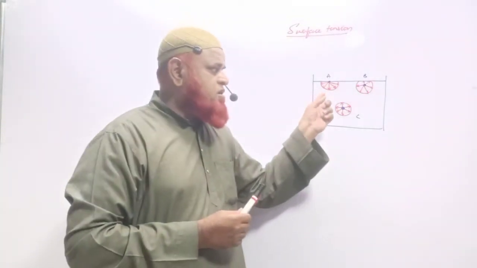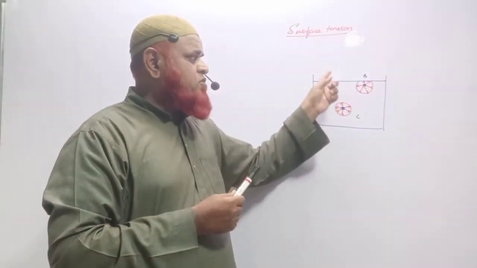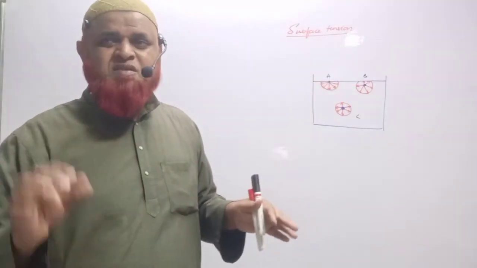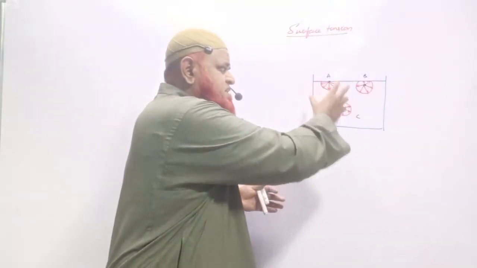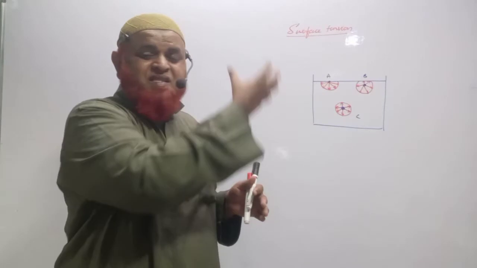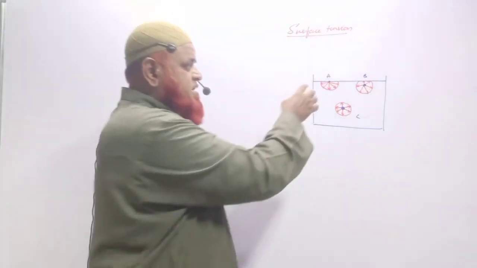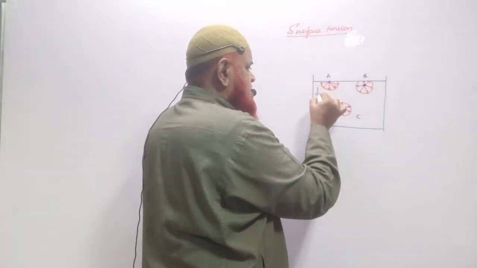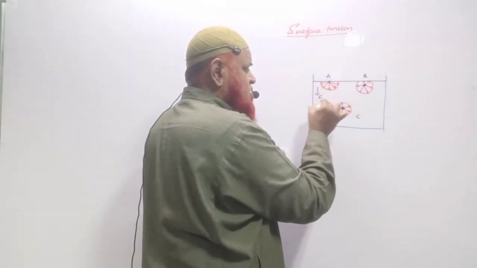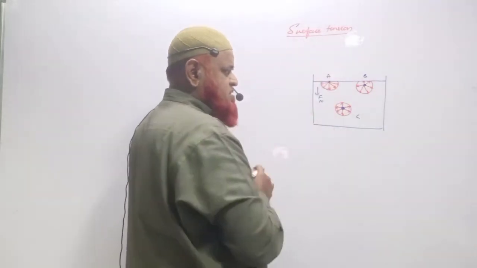If you observe this molecule here, you will see that above this molecule there are no molecules present because it's a surface molecule. And all the molecules which are present below it are attracting that molecule downwards. Understand? Therefore, on this molecule, the net force is acting downwards. So you can write: net force acting on this molecule is downwards.